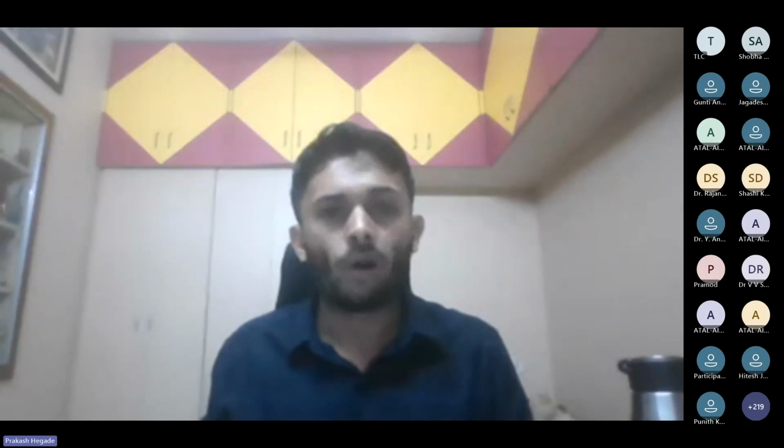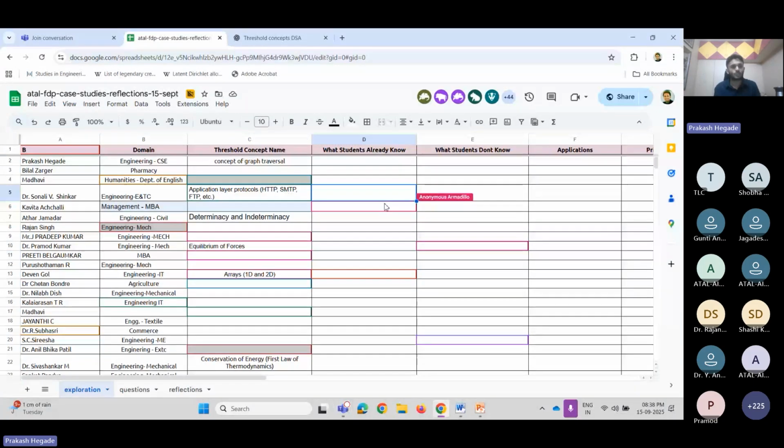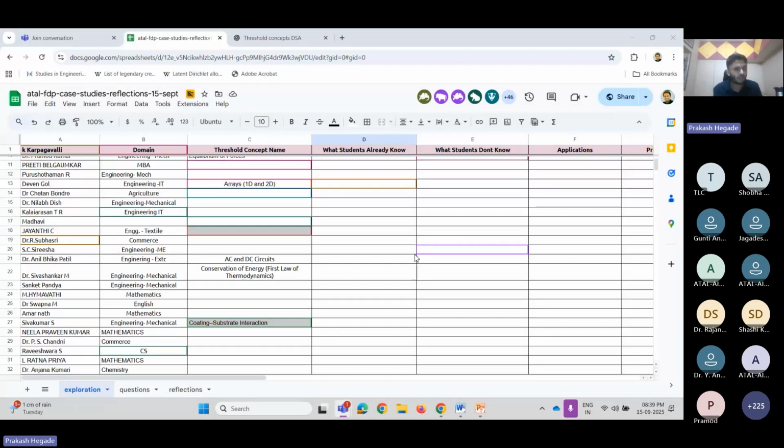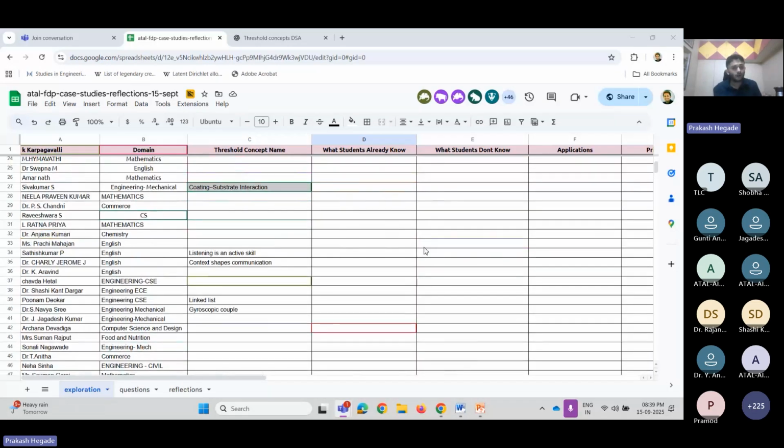In the meantime, let me go back to the sheet and see what exactly are the threshold concepts which are listed out here. So Atha says determinacy and indeterminacy. Yes. So there are a lot of models which are there for determinacy and indeterminacy, and it is definitely a right part to design a case study. Okay. Anil sir says AC and DC circuits, conservation of energy, which is the first law of thermodynamics, said by Shiv Shankar sir, gyroscopic couple from mechanical by S. Navya. Sorry if I mess up that, okay.